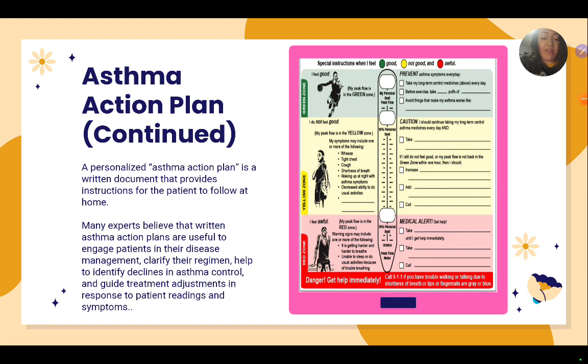Many experts believe that written asthma action plans are useful to help engage patients in their disease management, help clarify their regimen for them, help them to identify declines in asthma control, and guide treatment adjustments in response to patient readings and symptoms.